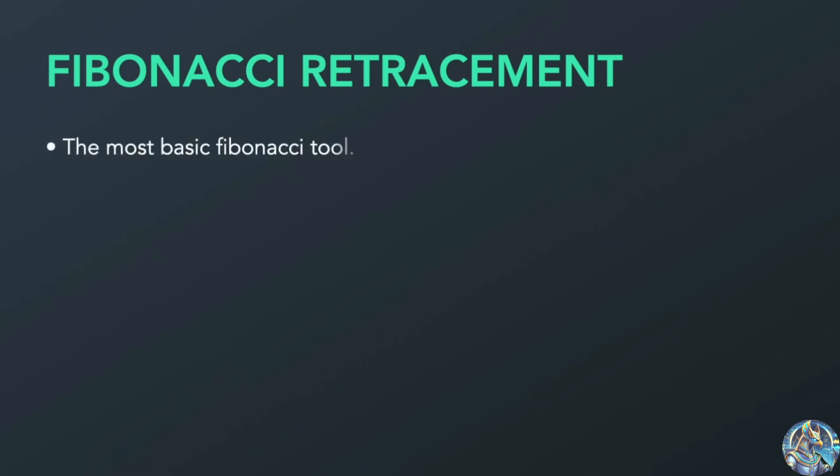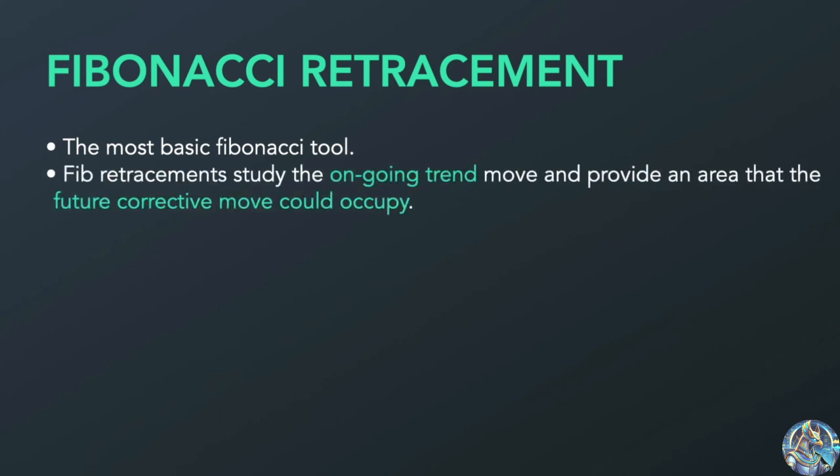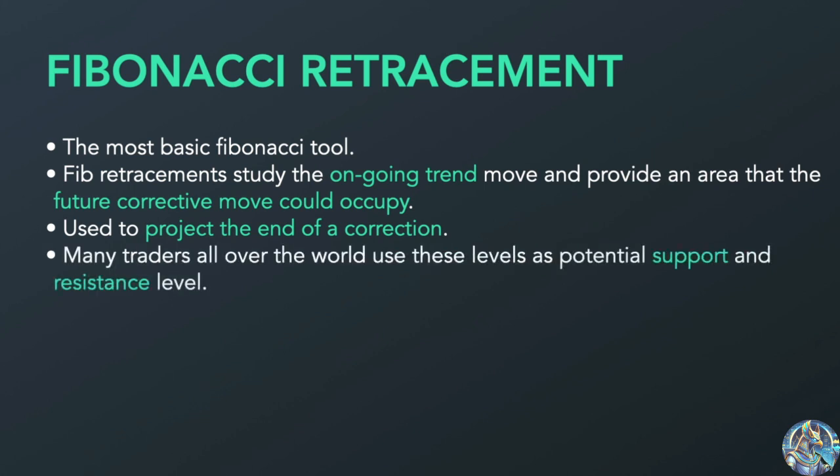Today we will talk about Fibonacci retracement levels. The Fibonacci retracement is one of the tools that can be used in technical analysis to assist in the detection of key trading zones during times of trending markets. Retracement levels based on the Fibonacci sequence assess the current trend moves and provide a region that the upcoming corrective move may be able to reach.